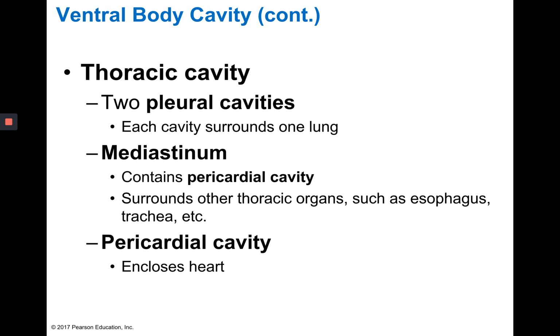So again, two pleural cavities. Pleural cavities surround each lung. That's why you have two, because you have two lungs. Mediastinum is going to contain the pericardial cavity and the area above where you have the esophagus, trachea, and other major blood vessels. That was the superior mediastinum. And then here you have the pericardial cavity, which encloses the heart. So you have that information provided to you, and it's also in your textbook.